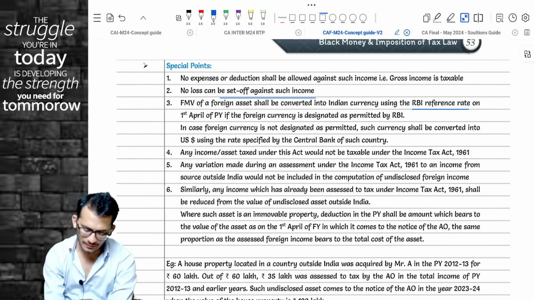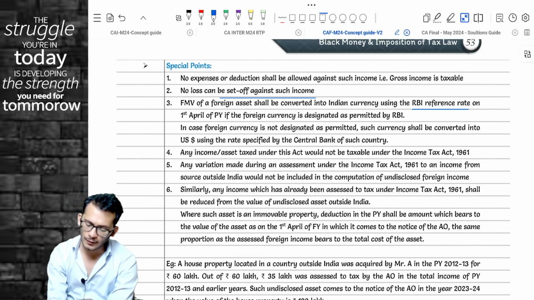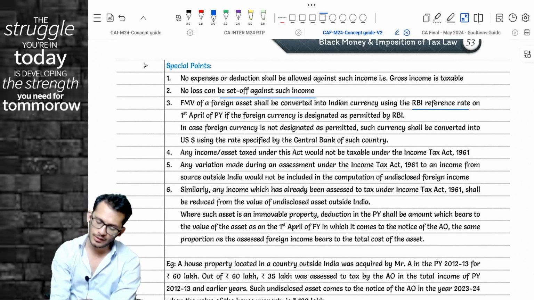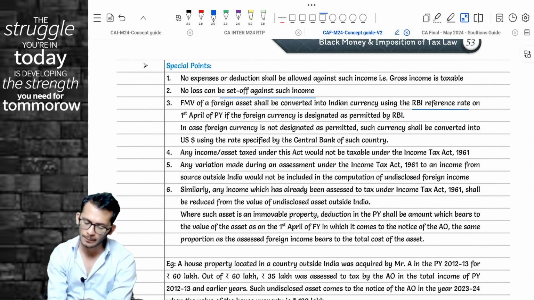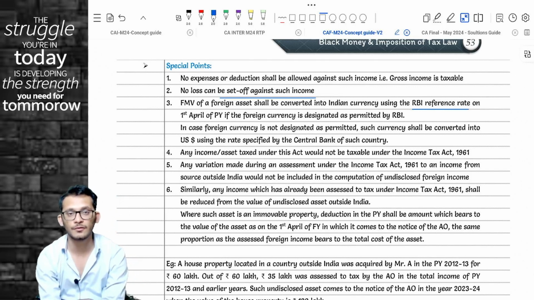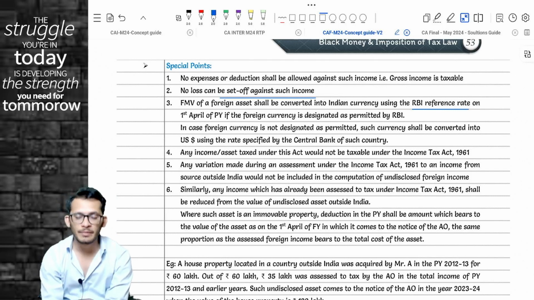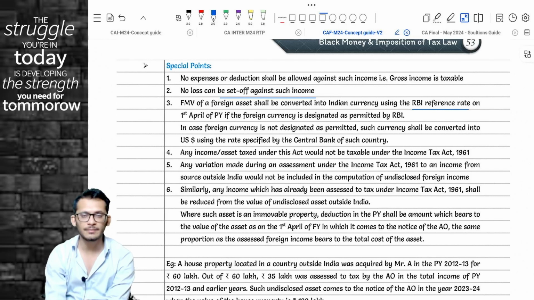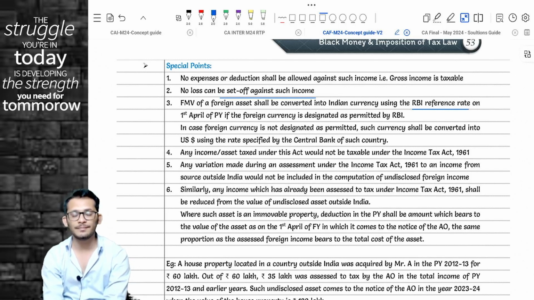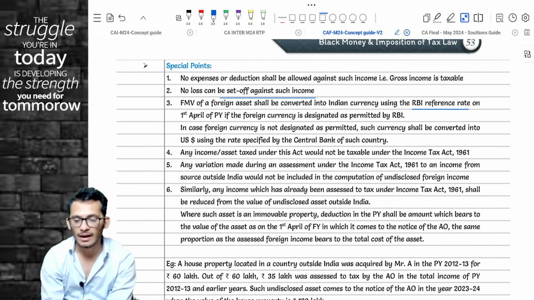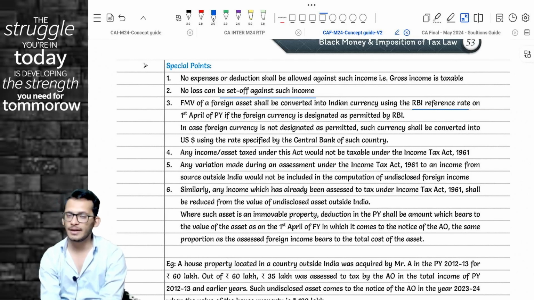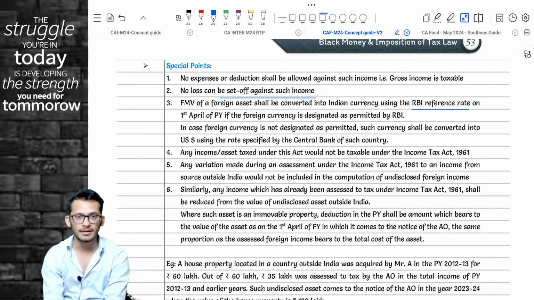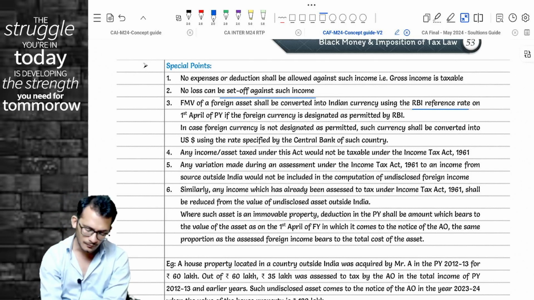Point number 5, any variation made during assessment under the Income Tax Act to an income from a source outside India would not be included in the computation of undisclosed foreign income. If before this act came into picture, something was already taxed under the Income Tax Act, or you identified something under the Income Tax Act before even the assessing officer could find it under the Black Money Act, then in that case you will not tax it under the Black Money Act, since you have already taxed it under the Income Tax Act.